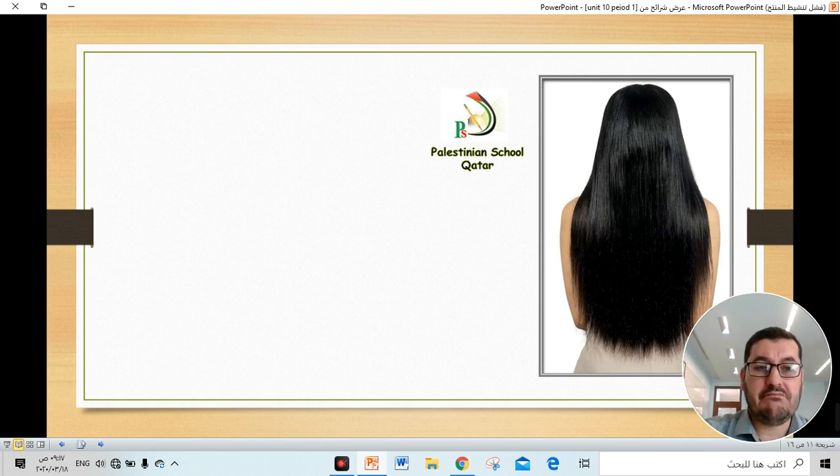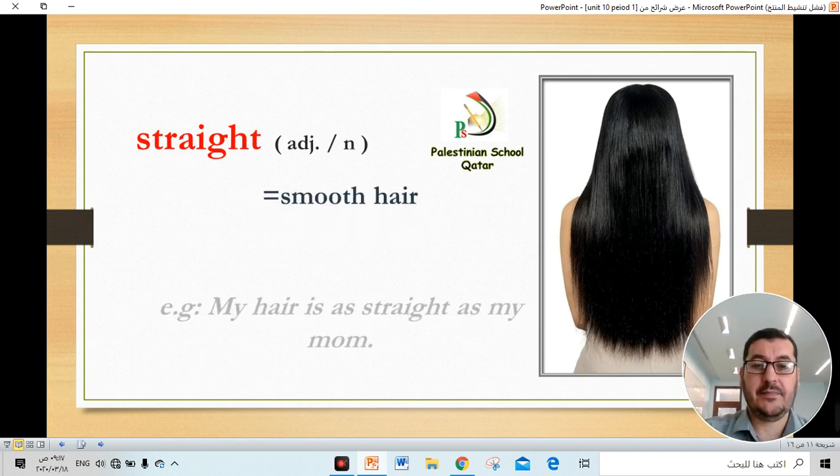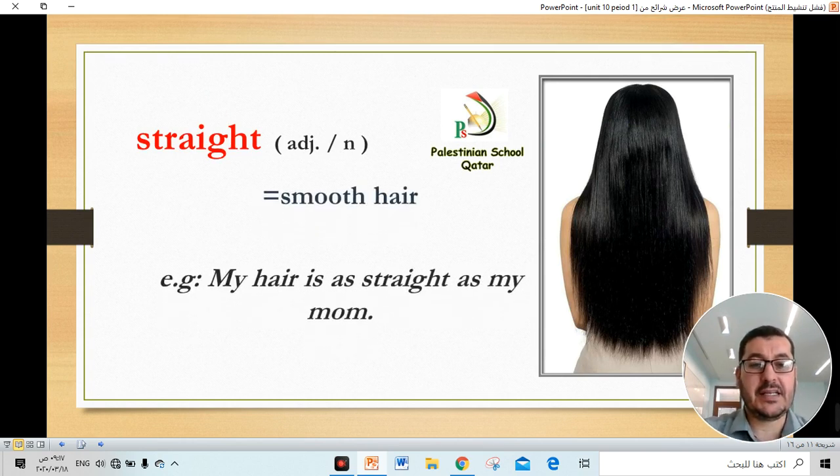We have hair, long hair, straight hair. Okay, it's a smooth hair. My hair is as straight as my mom's.